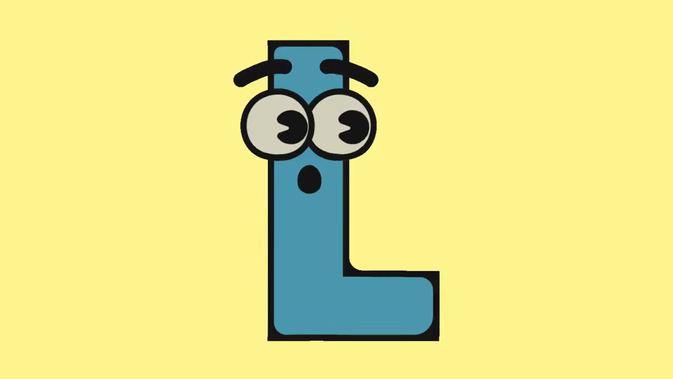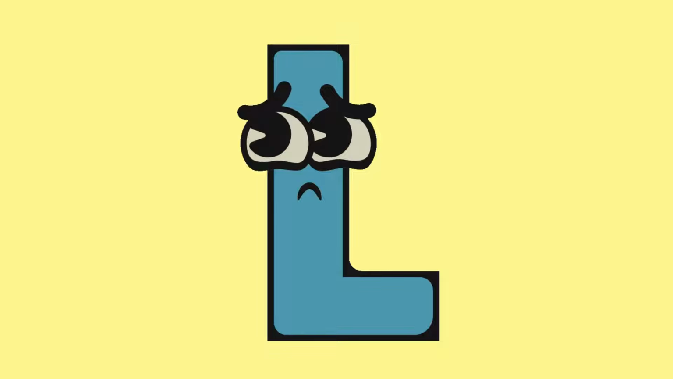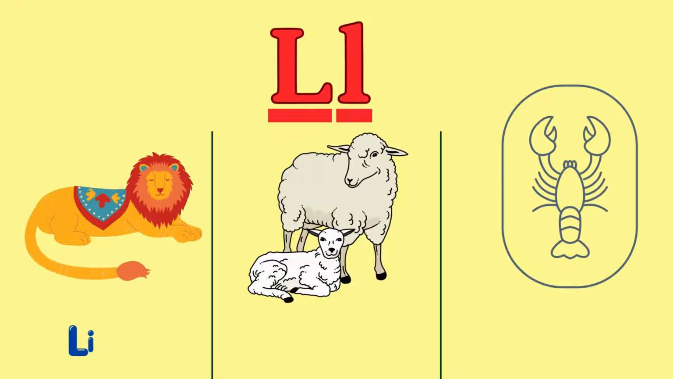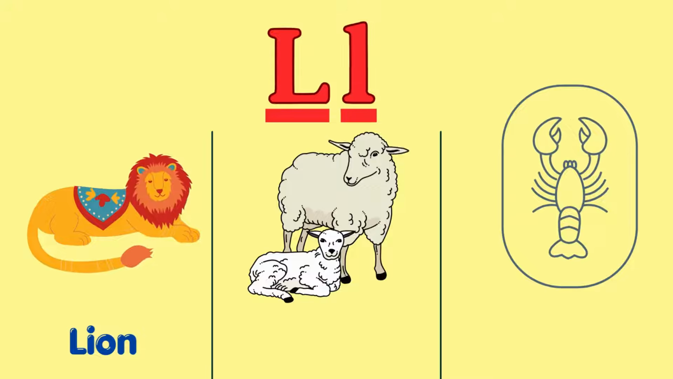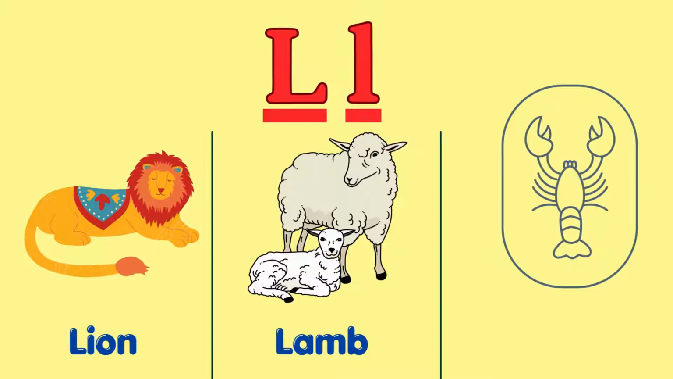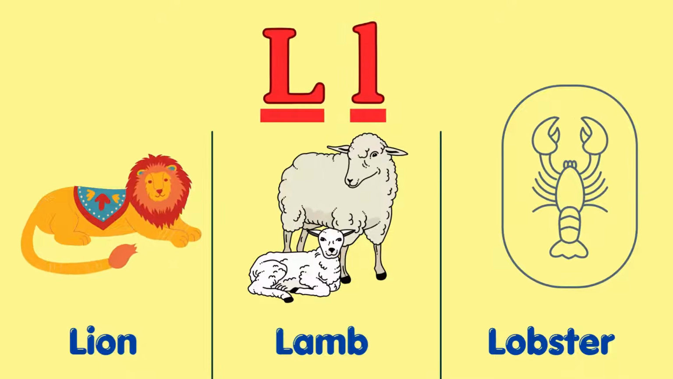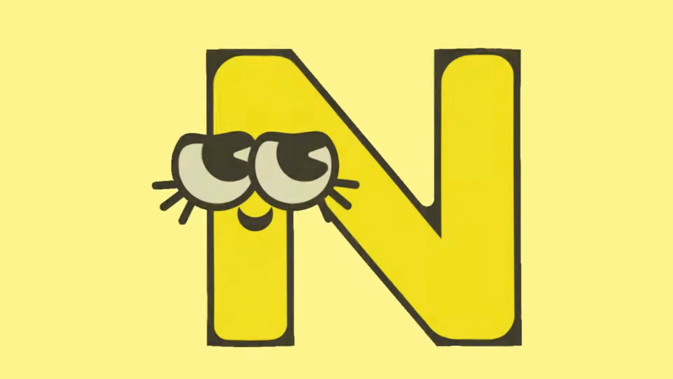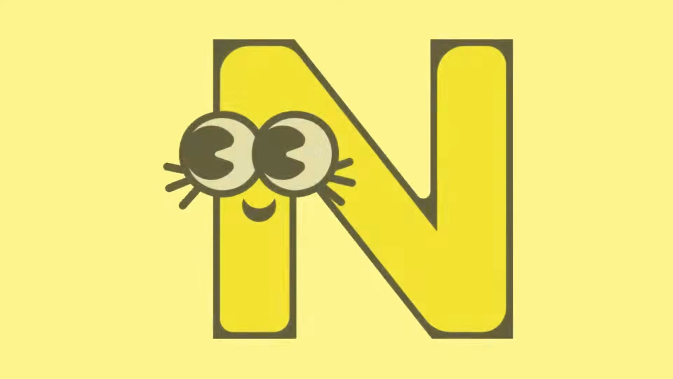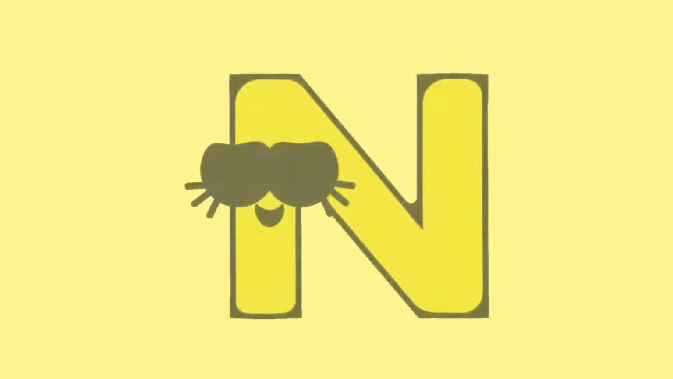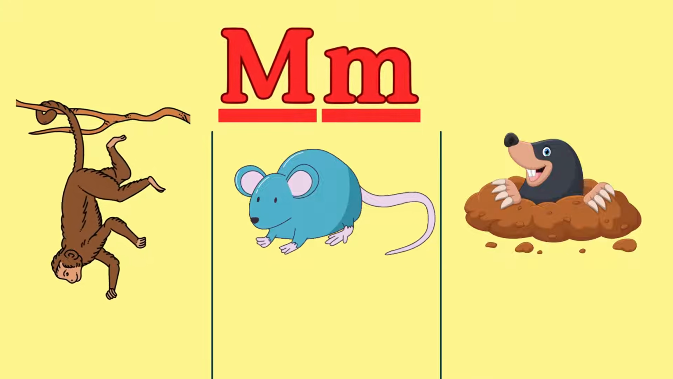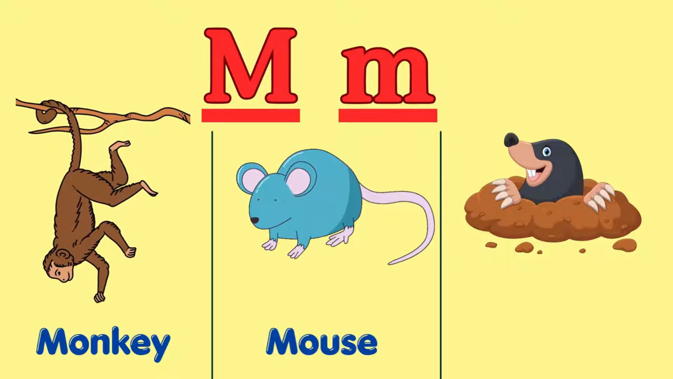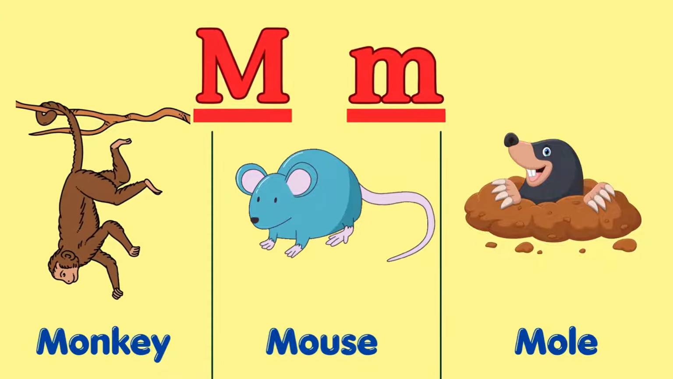Letter L. L is for lion, lamb, lobster. Letter M. M is for monkey, mouse, mole.